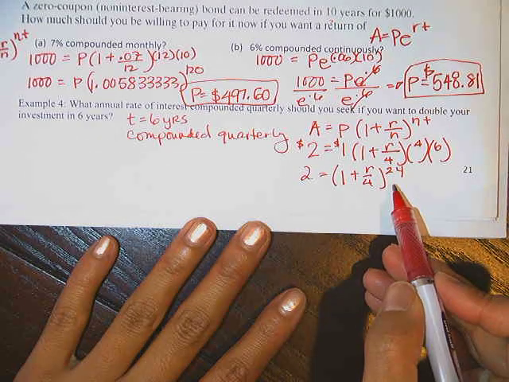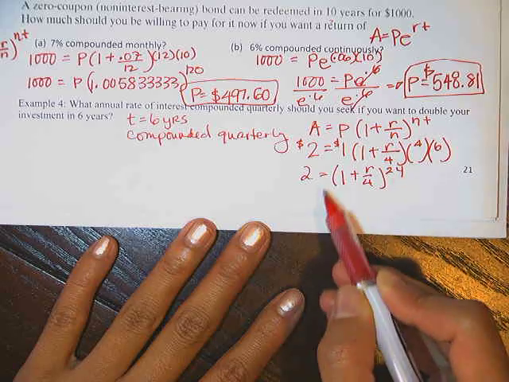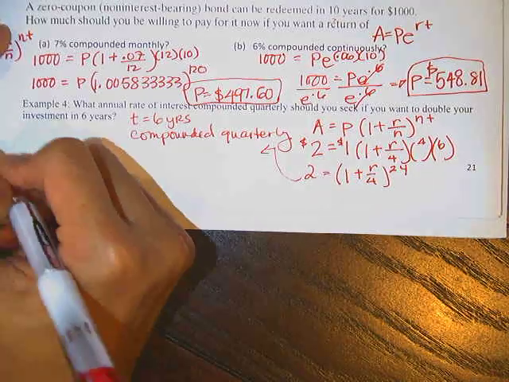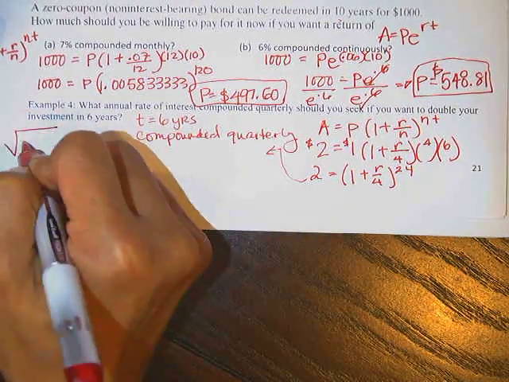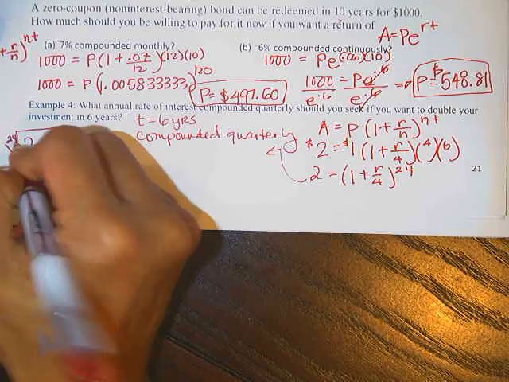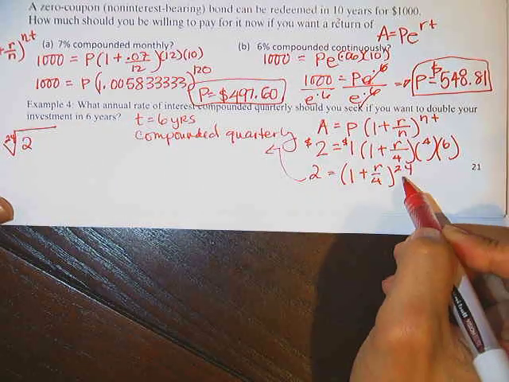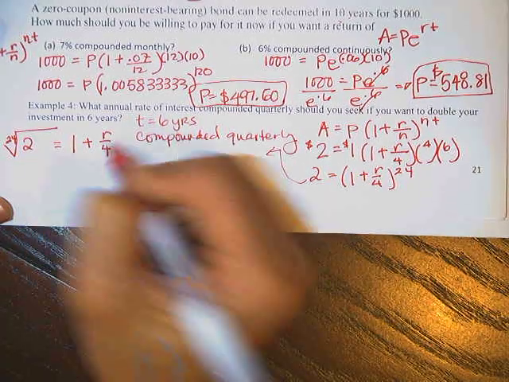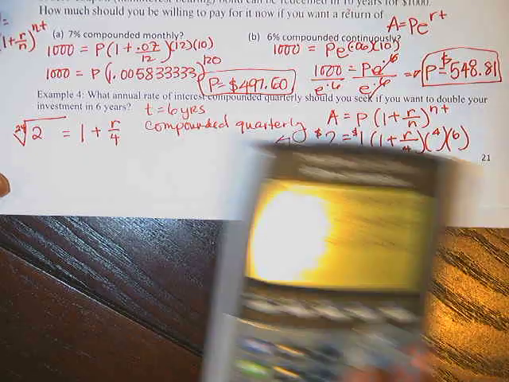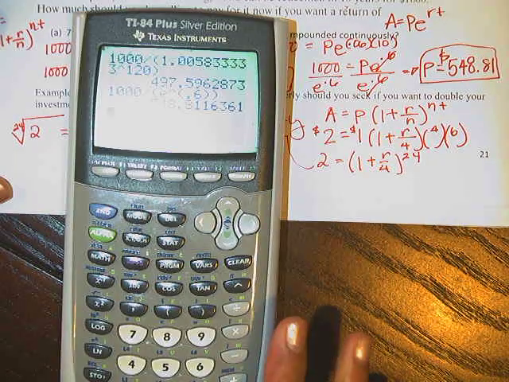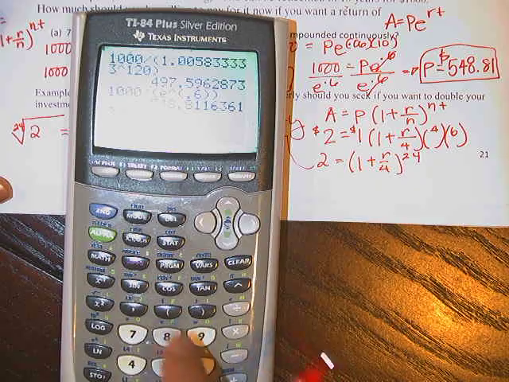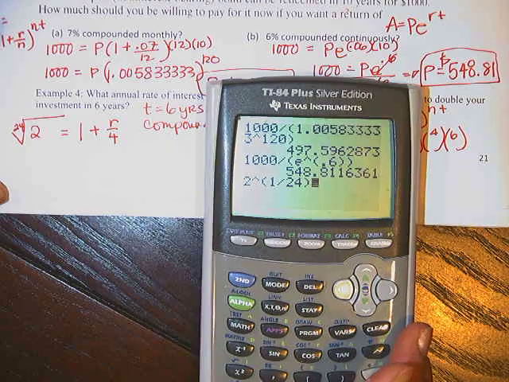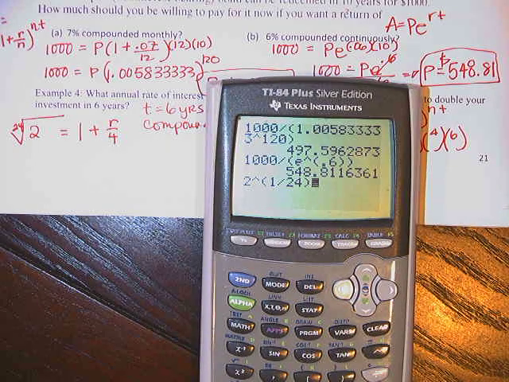To get rid of the power of 24, you can do it 2 ways. You can take the 24th root, or you can use log. I'm just going to take the 24th root of 2. The 24th root of the power of 24 cancels out, so now I have 1 plus R over 4. The 24th root of 2 is the same as 2 to the power of 1 divided by 24, just like square root is the same as the power of 1/2.